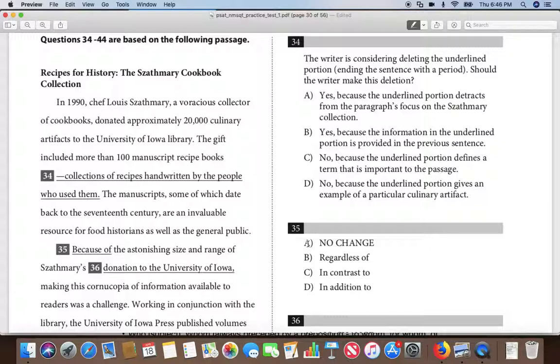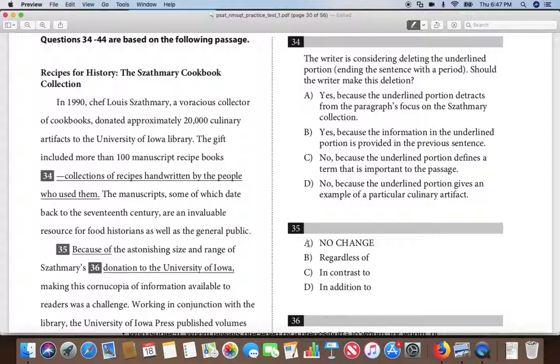Okay, let's read it without the underlined portion. We've read it with it. Let's read it without it. Take it from the gift included more than 100 manuscript recipe books, and then just read the next sentence. The gift included more than 100 manuscript recipe books. The manuscripts, some of which date back to the 17th century, are an invaluable resource for food historians as well as the general public.